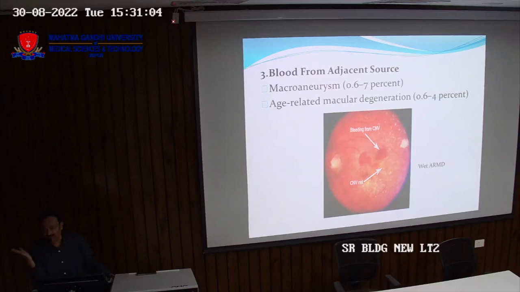So we have to put some injections to make it dry. So that is the neovascular membrane which is getting degenerated, and for prevention and treatment of degeneration, you have to give intravitreal anti-VEGF injections for this treatment. This is for wet eye.